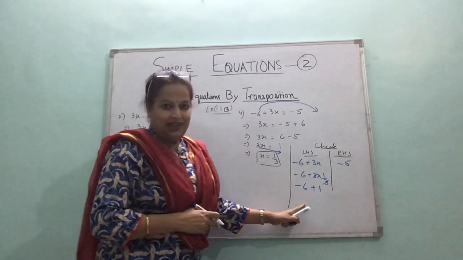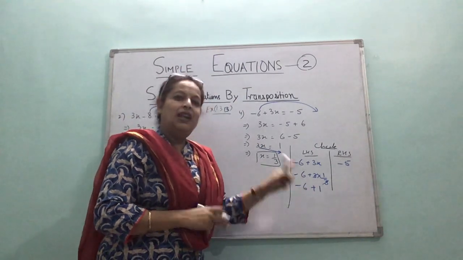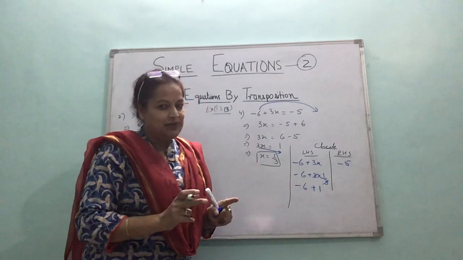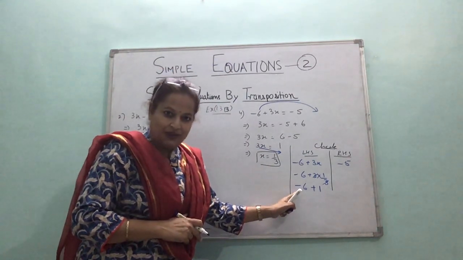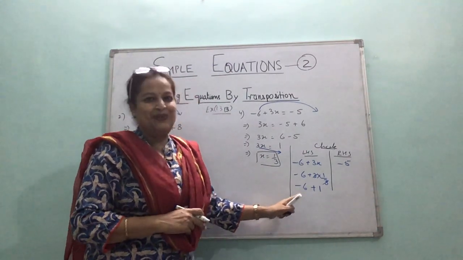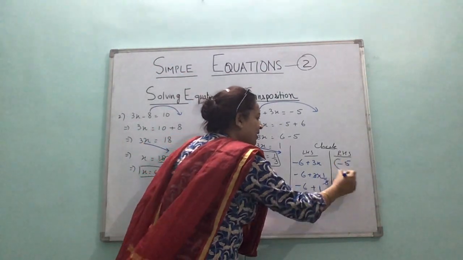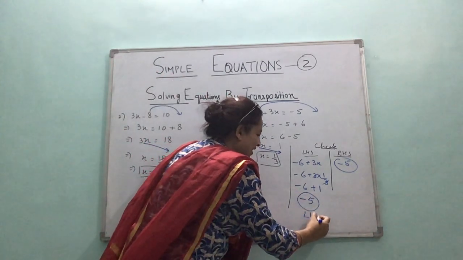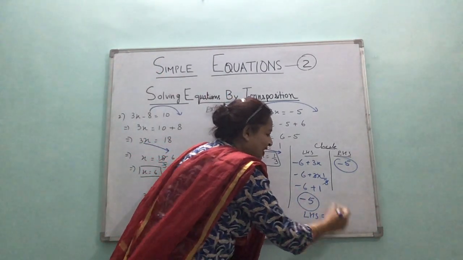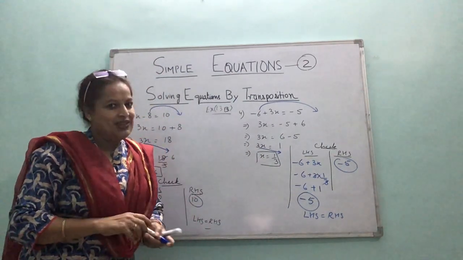Now don't make it minus 7. Again a word of caution. Remember this. Opposite sign always subtract. 6 and 1 subtract, 5. And put the sign of the one with the greater absolute value. So it is minus 5. Right? Is it correct? Yes, it is correct. So LHS is equal to RHS. So we have verified our work. Right, children?